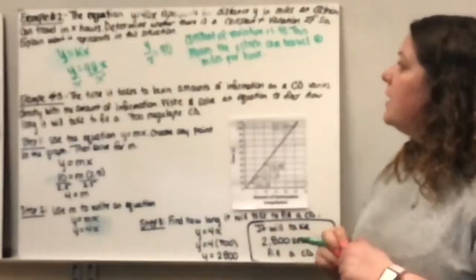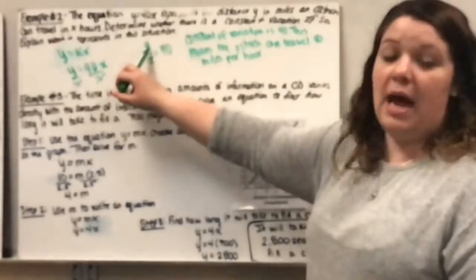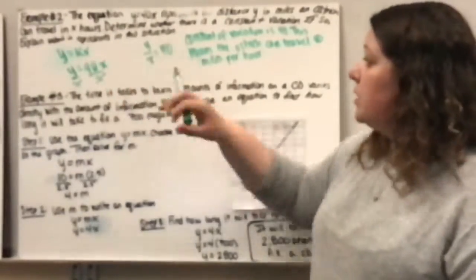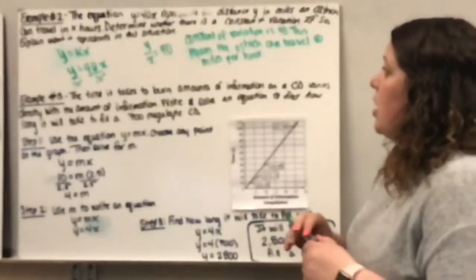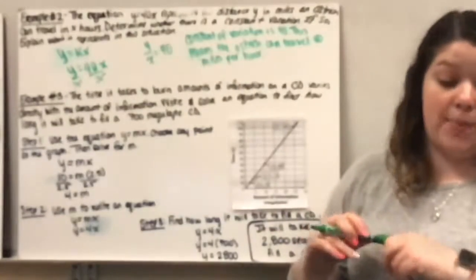Okay, so remember the y on the top is the distance and the time is on the bottom. So this means that the ostrich can travel 40 miles per hour.